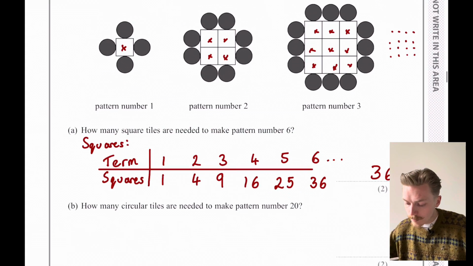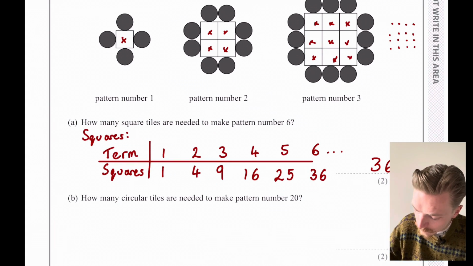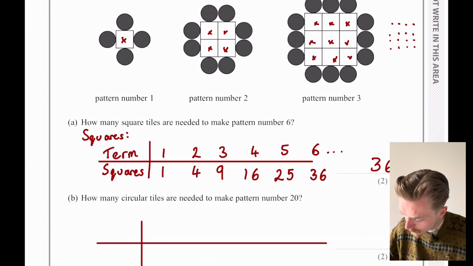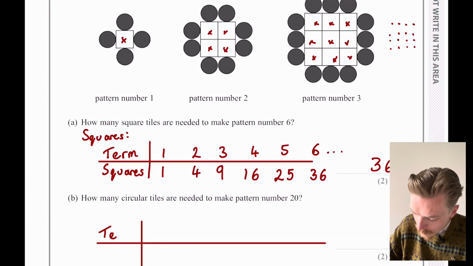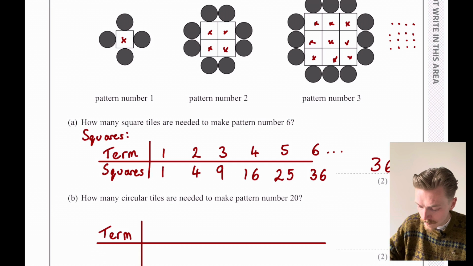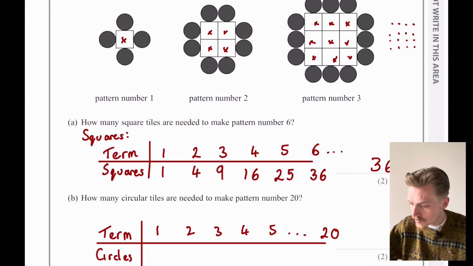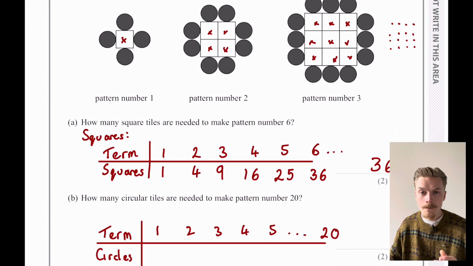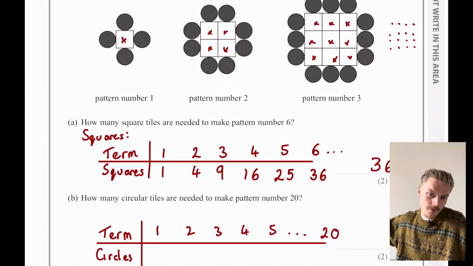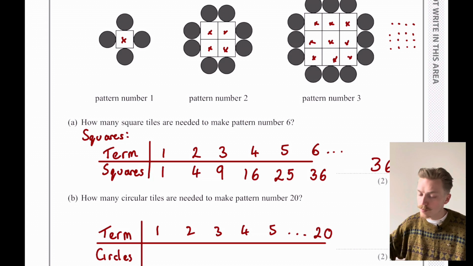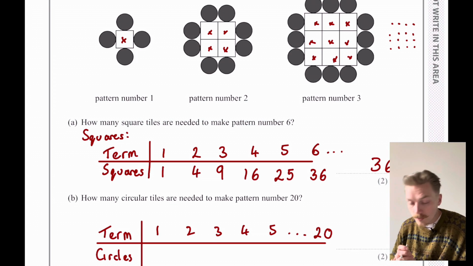The next one, how many circular tiles? So again, I'm going to do another table, but this time instead of squares, it's going to be circles. This table just helps me spot that pattern. So that's circles. 1, 2, 3, 4, 5. I'll do it up to there. And you can see that for this question, we want the 20th one. Now, doing all the ones up to 20 will work, but it's going to be time consuming. And time is a precious commodity in an exam, so we don't want to waste it.